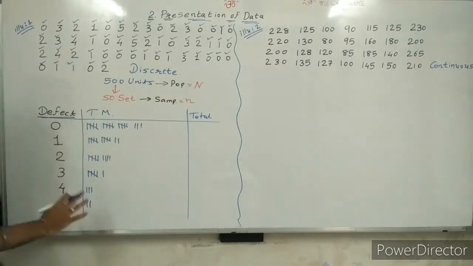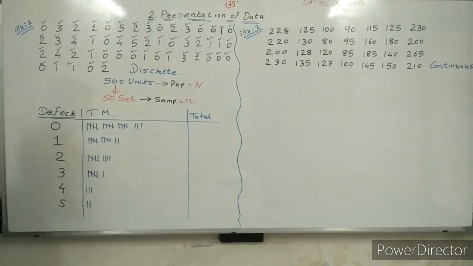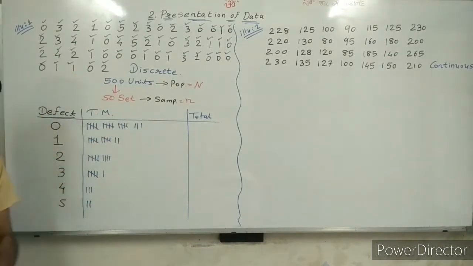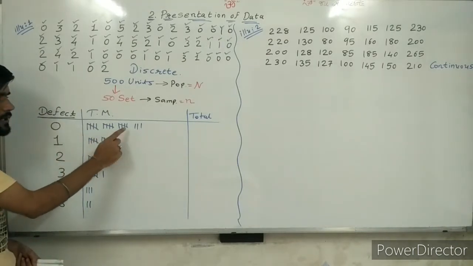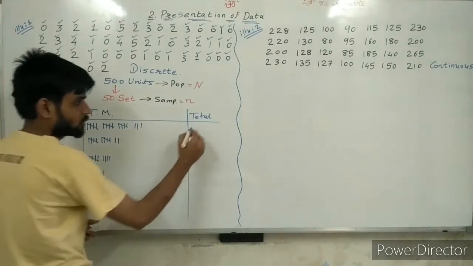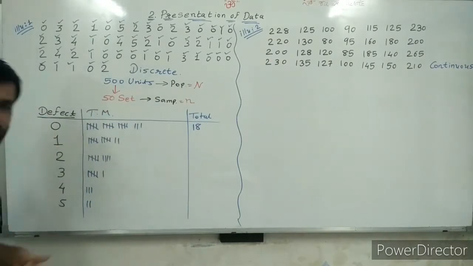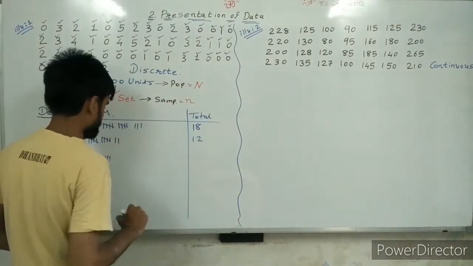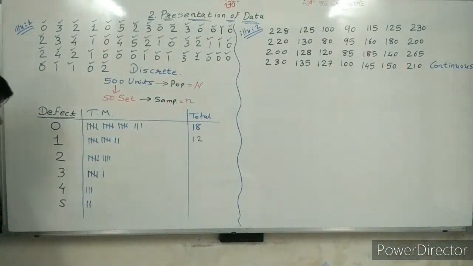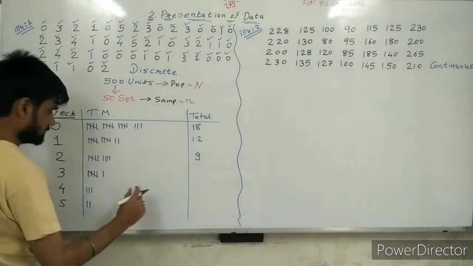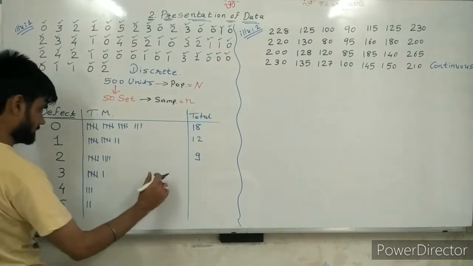Here 50 tally marks are there, because the number of televisions checked is 50, so 50 tally marks must be there. Now make the total: 5 plus 5 plus 5 is 15, 15 plus 3 is 18. So writing here 18. Going ahead, 5 plus 5 is 10, 10 plus 2 is 12. 5 plus 4 is 9. 5 plus 1 is 6.